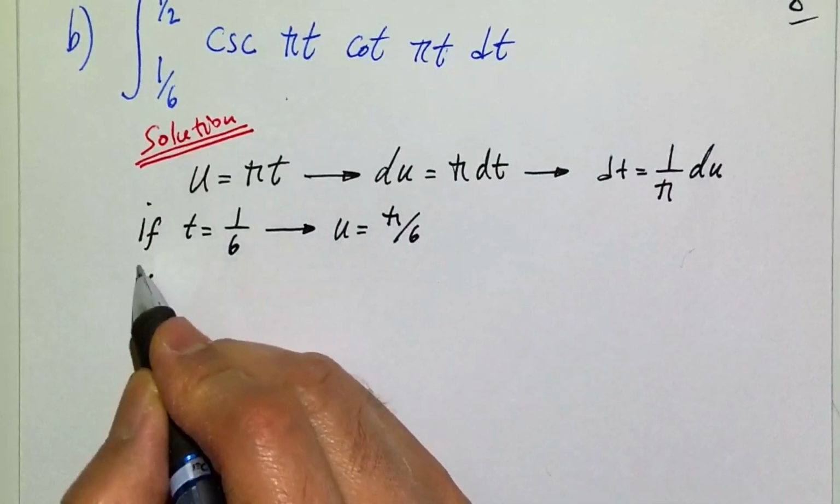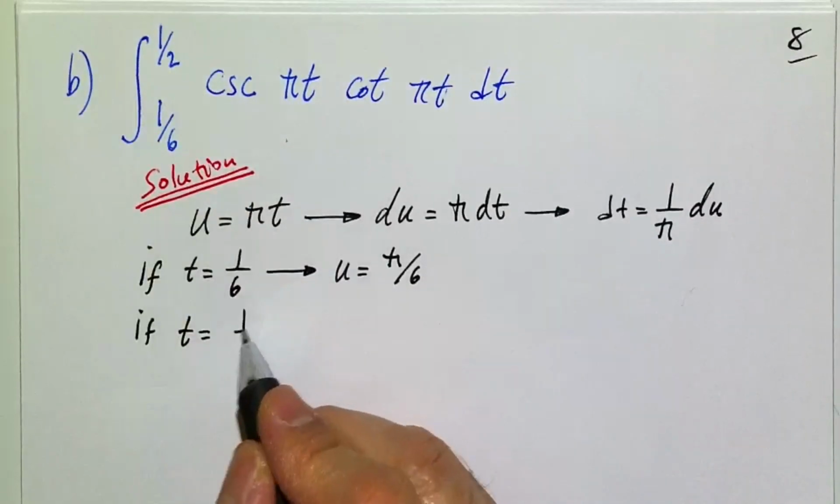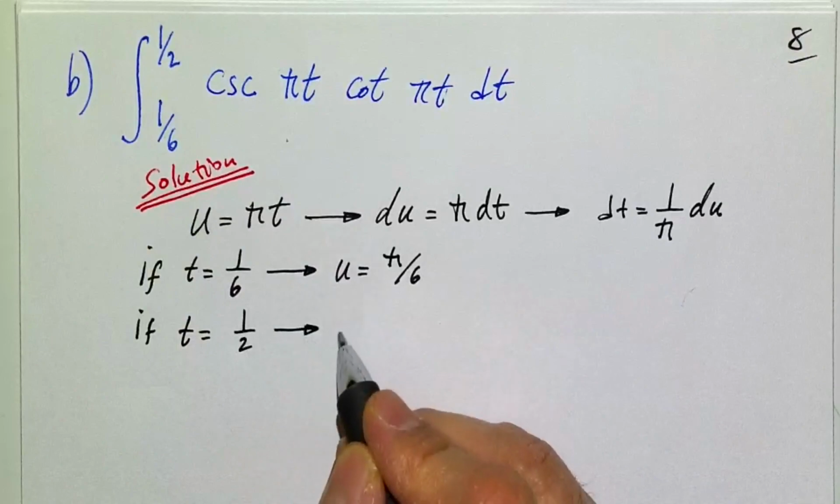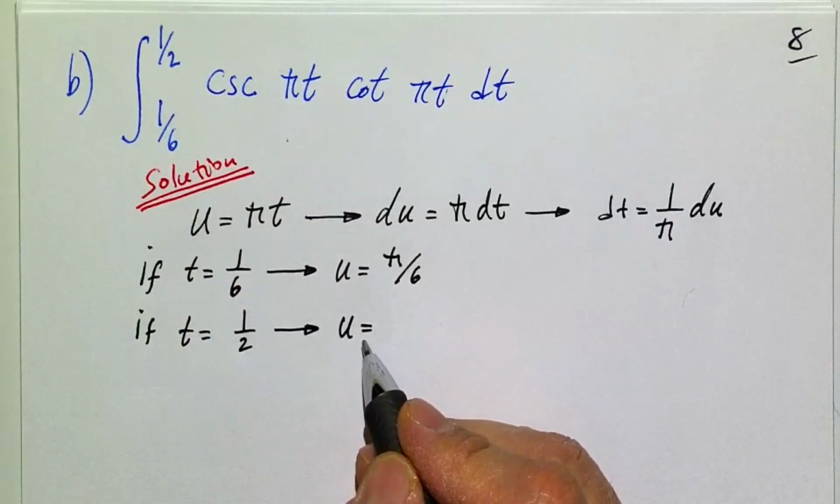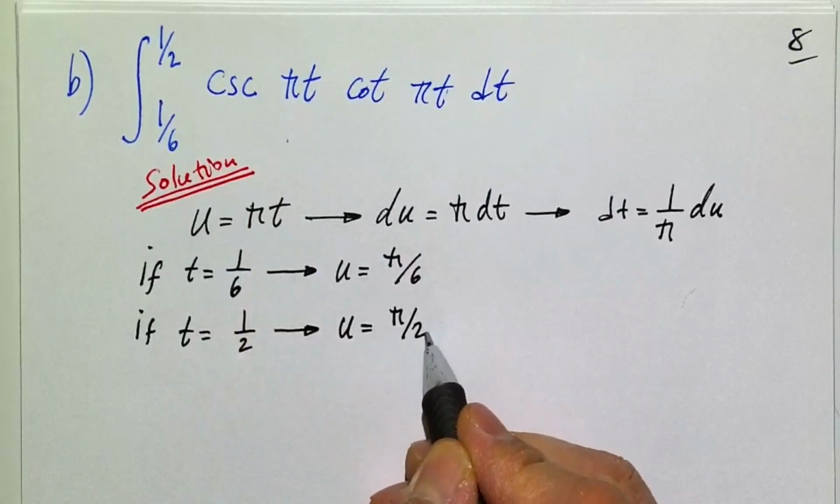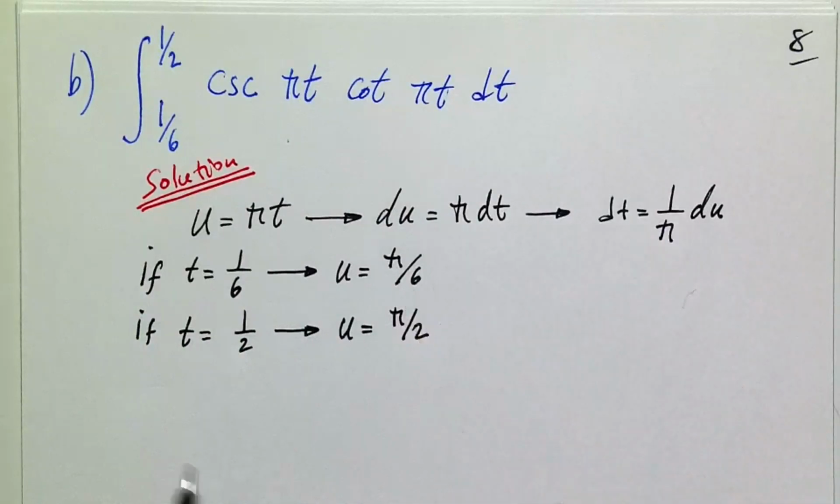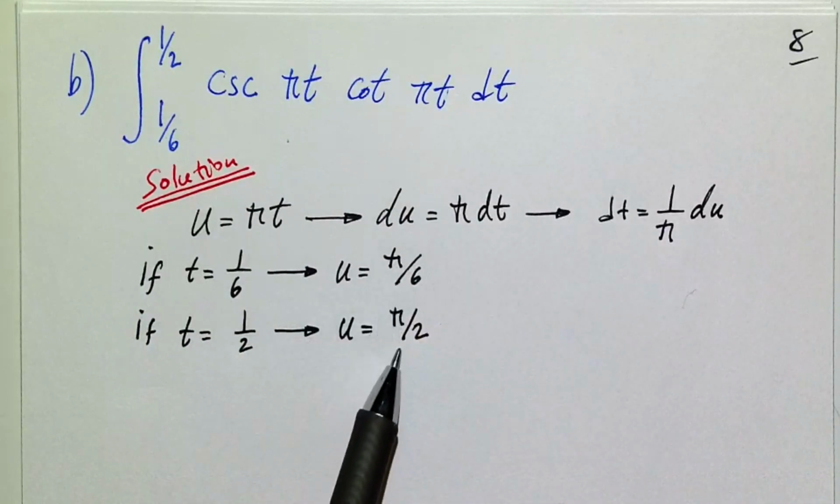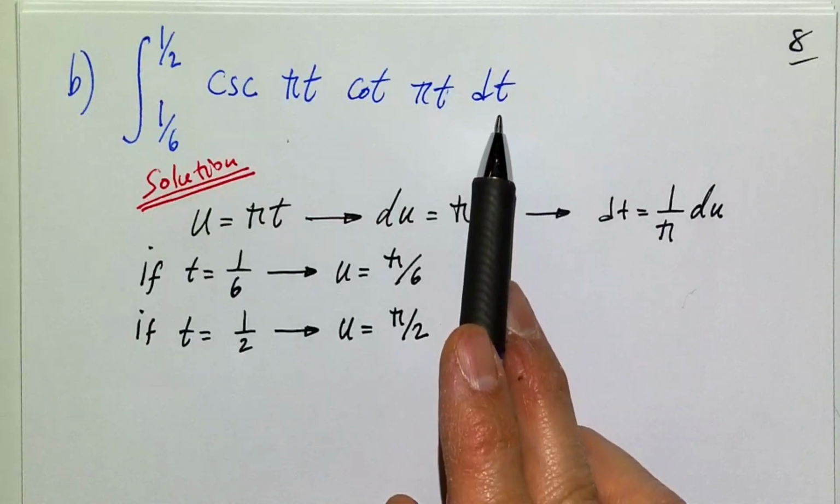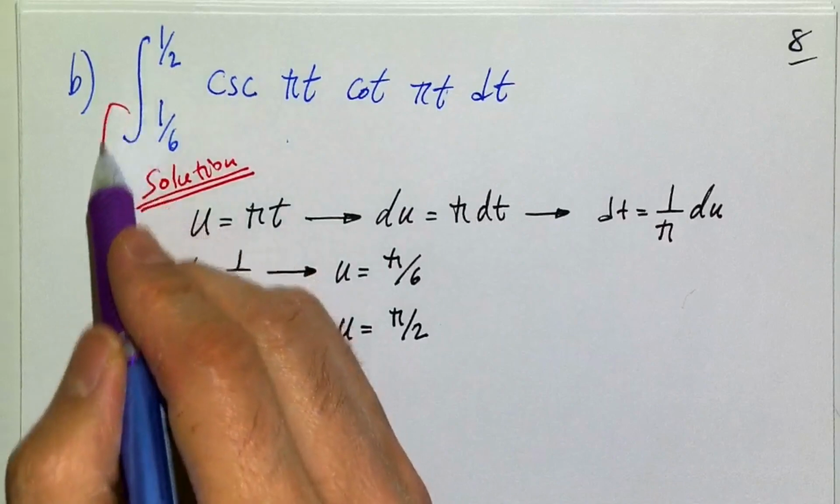Then if t is equal to the upper limit, 1/2, then u is equal to, replace that, what do you get? You get pi over 2. So we found the lower and upper limits of the integration once we switch over to du. Now we can switch over. We have everything we need.